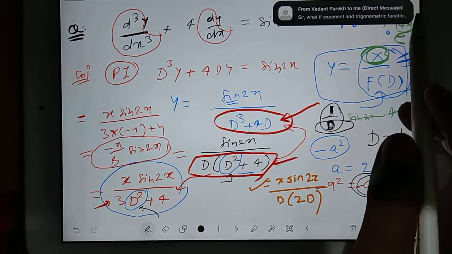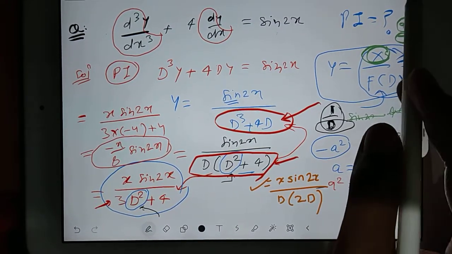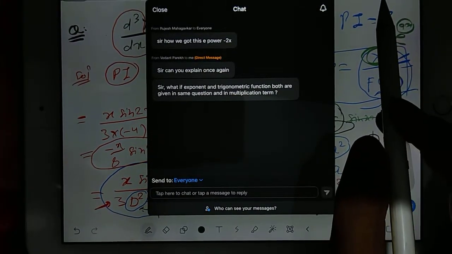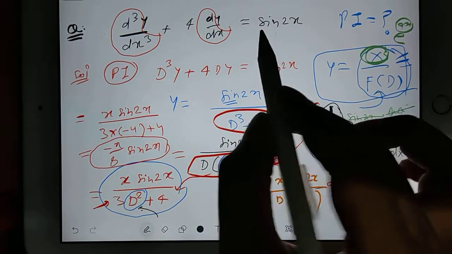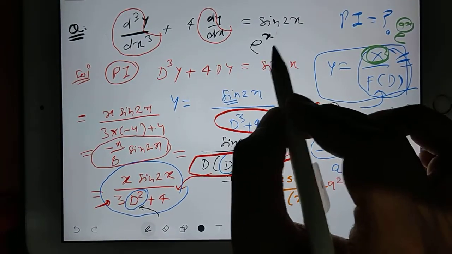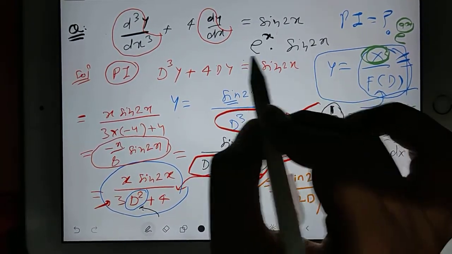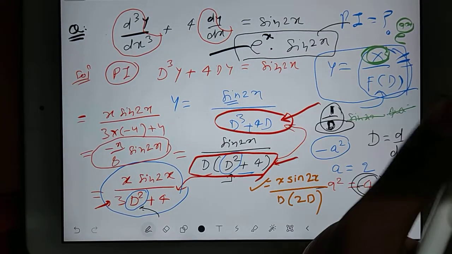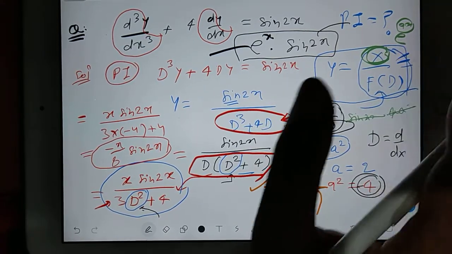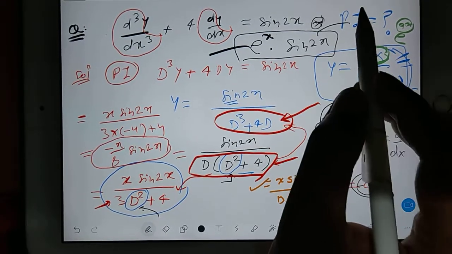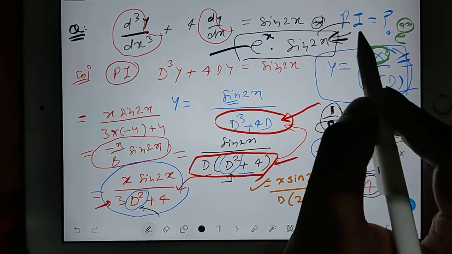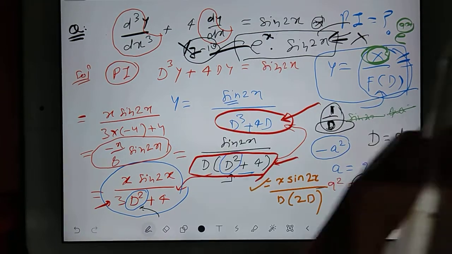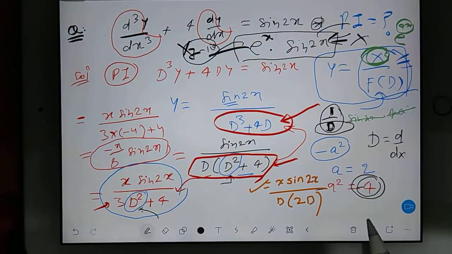If multiplication comes, the question will be very lengthy. Suppose e power ax is also coming and sine 2x is also coming, the solution will be very lengthy. We have to solve this part separately and that part separately. We have a procedure for that. I will come to that part, but that is not for the GATE exam, because in the GATE exam, if this question comes, you should leave it, because this question itself will take 7 to 10 minutes. You cannot afford that. Okay, I will change the page.